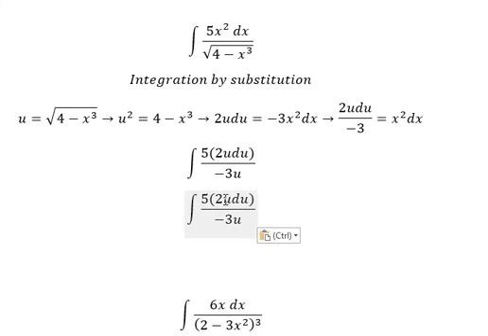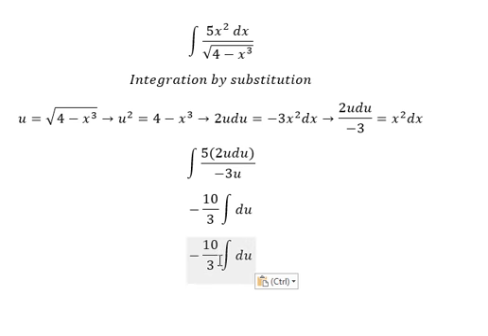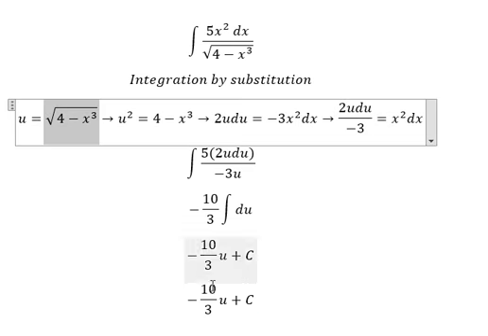So we simplify u and u. 5 with 2, you get 10, and you get 10 over 3 with the negative sign. The integral of du, you get u plus c. About u, that's this one.